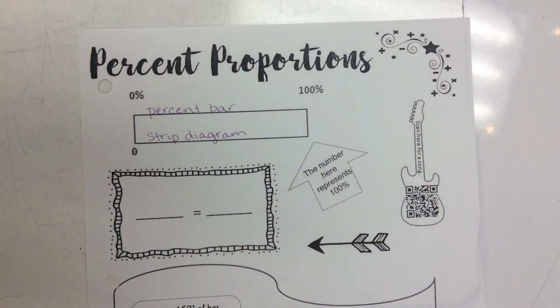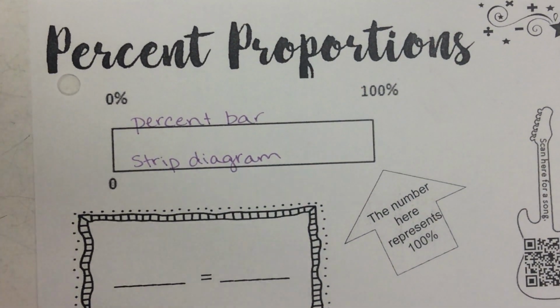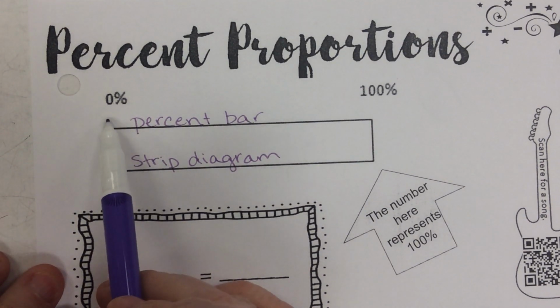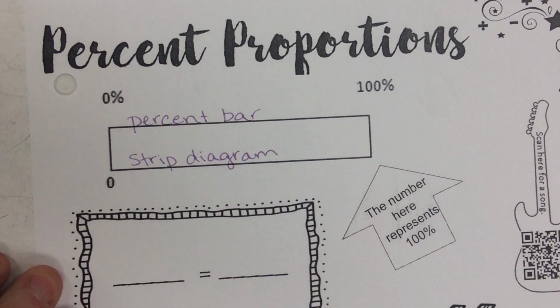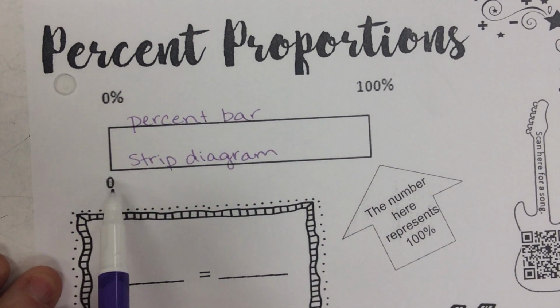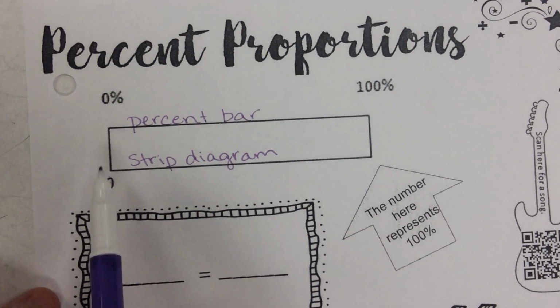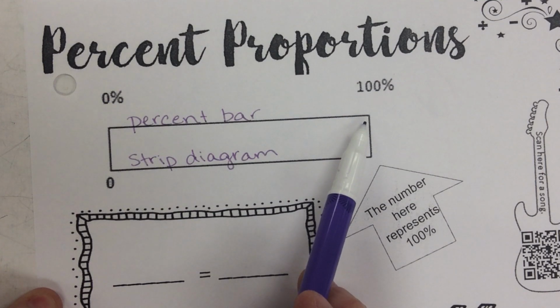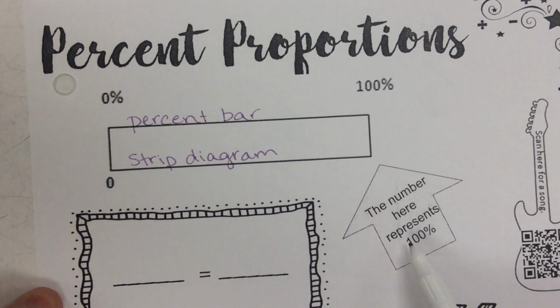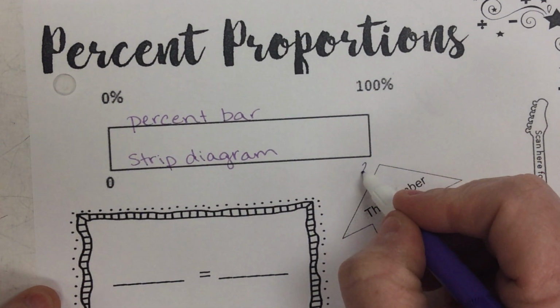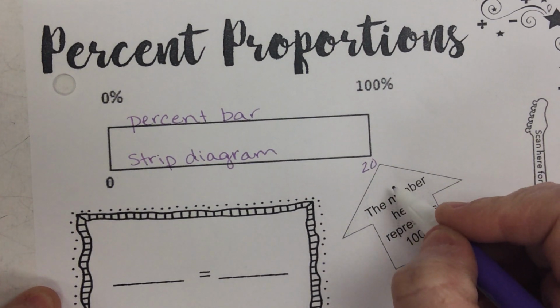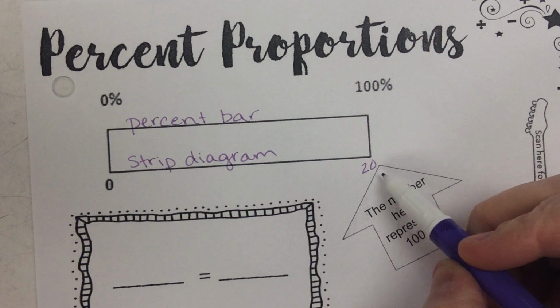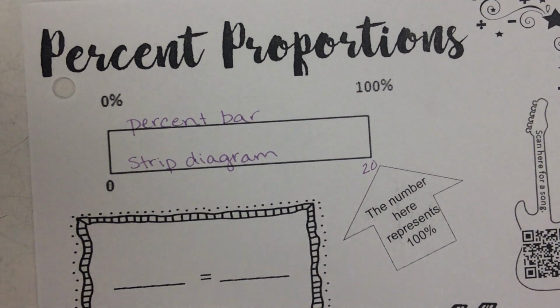What this means is it represents a situation where we have 0% of something or 100% of something. Let's say 100% of my class passes their test. If there are 20 students in my class, I'd put a 20 right here, because that would represent 100% of the class. So this number here always represents whatever is 100%.